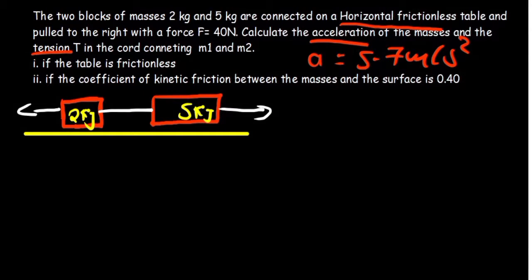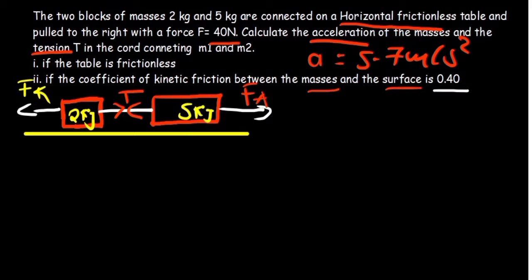For the second part of the question, we've been given the coefficient of friction. So what are we finding? We're finding the acceleration and also the tension, if the coefficient of kinetic friction between the masses and the surface is 0.4. Let's try to show these forces. We have a force applied, which is 40 newtons. Then we have a tension, which is opposing motion for the first box and also making the other one move. Then we also have the force of friction working against both of these blocks.